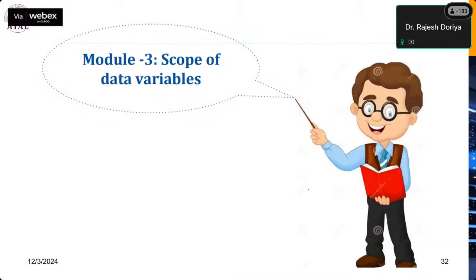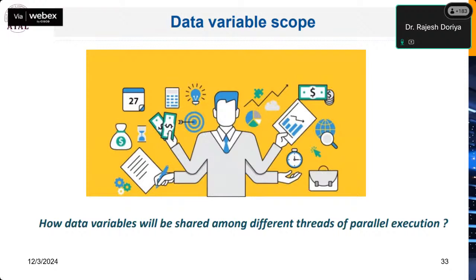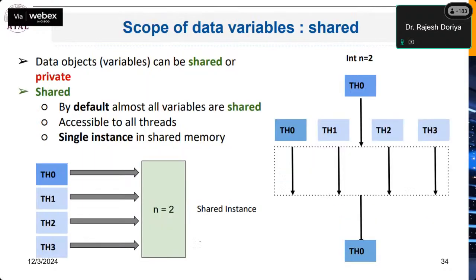Now let us see another model, which is the scope of data variables. So in a program we are going to have a number of data variables, right? Now let us see how that scope is going to be dealt with, that is, how data variables will be shared among different threads of parallel execution. So consider that the scope of data variables is going to be shared.